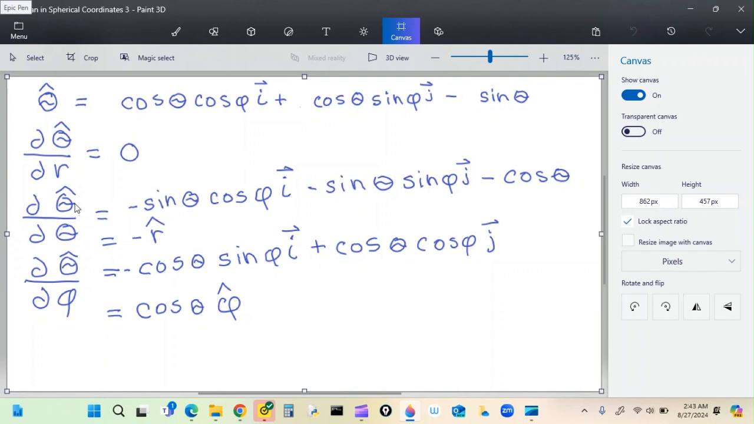Now, if we go down here to theta with respect to theta, we come up with minus sine theta cosine phi minus sine theta sine phi minus cosine theta. That is negative. If you pull the negative out of there, that's the same as the r operator. Notice there's no r because partial of r with respect to r is just 1.